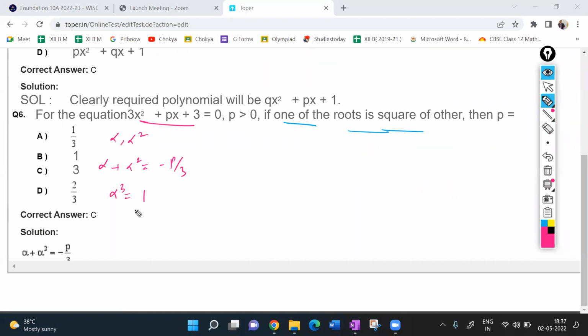Sir, alpha plus alpha squared cannot be alpha cube. Alpha into alpha squared is alpha cube. Alpha cube is equal to 1 cube, right? So alpha value is 1. Correct? Isn't it? Am I correct? So then alpha is equal.